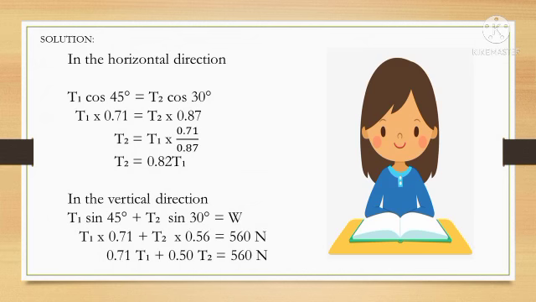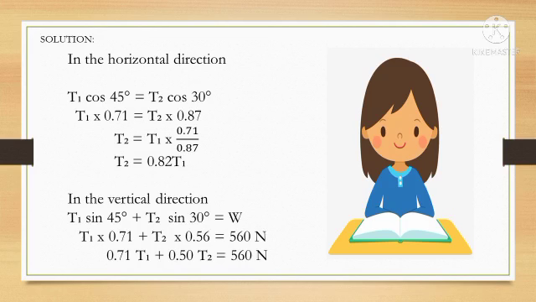For the solution, in the horizontal direction, T sub 1 cosine 45 degrees equals T sub 2 cosine 30 degrees. Cosine 45 degrees is equal to 0.71 and cosine 30 degrees is equal to 0.87. It will result to T sub 1 times 0.71 equals T sub 2 times 0.87. Then, T sub 2 equals T sub 1 times 0.71 divided by 0.87. The result is T sub 2 equals 0.82 T sub 1.